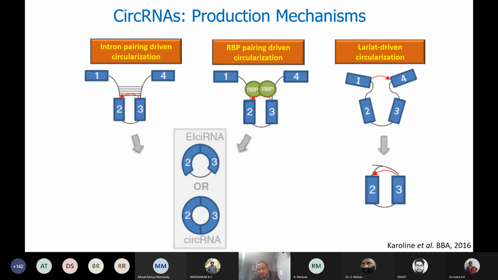And also lariats can drive circular RNA formation. And again, there could be a combination of exon and intron here, and mostly they are exonic circular RNAs.